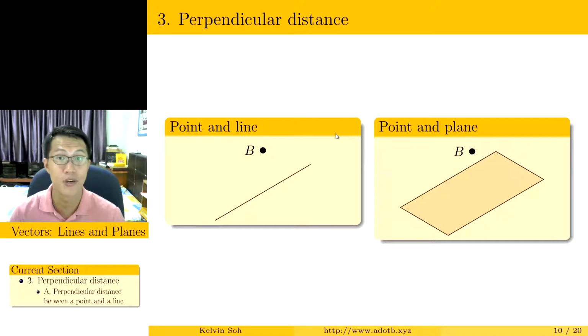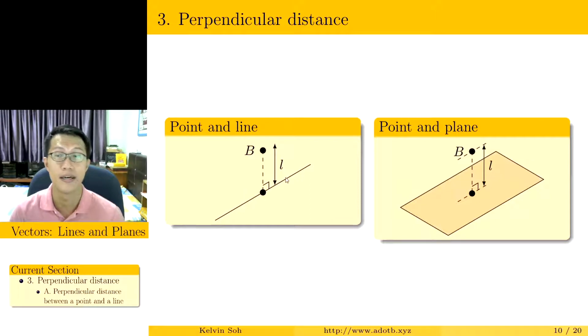Our third concept is the concept of the perpendicular distance. So what we mean by that is, for the case of a point and a line, given a point B, we want to find the perpendicular distance to the line over here. So that's the shortest distance from the point to the line. We can do something similar for the point in the plane. From the point B over here, we want to find the perpendicular distance until we reach the plane.